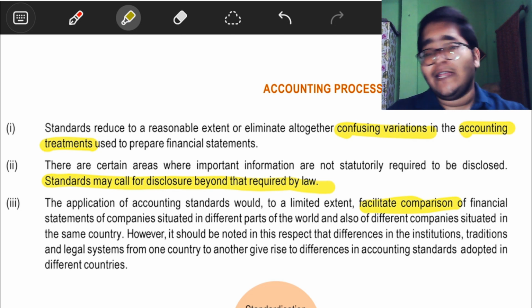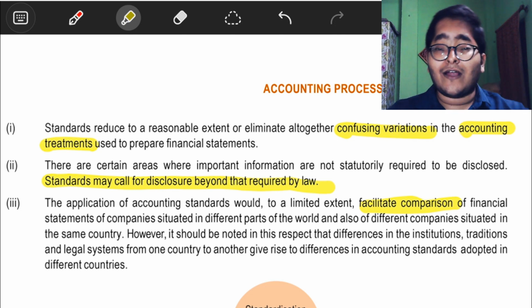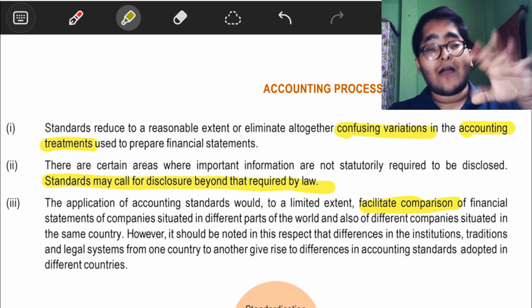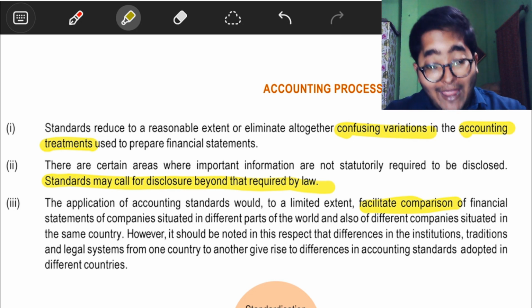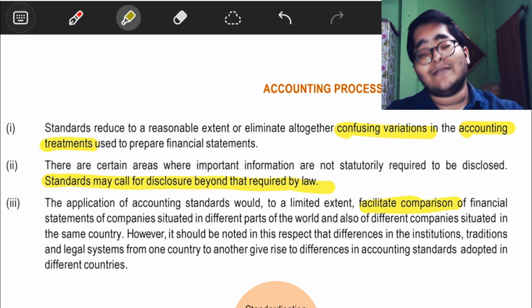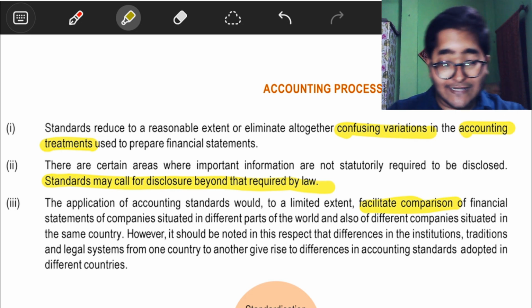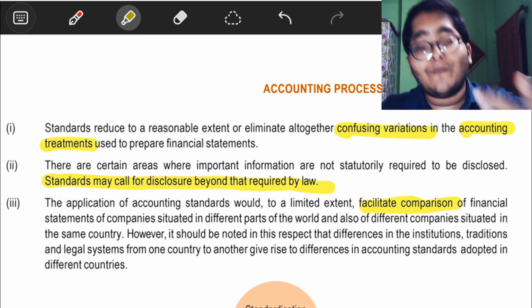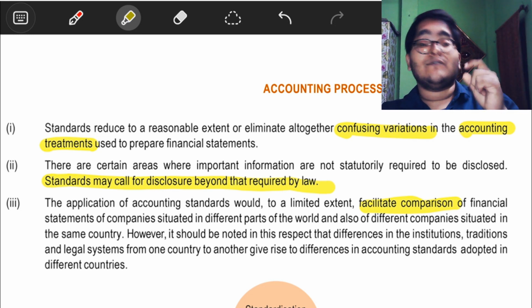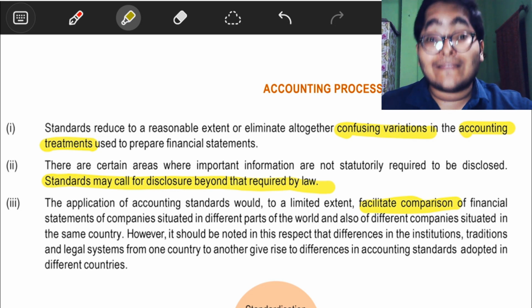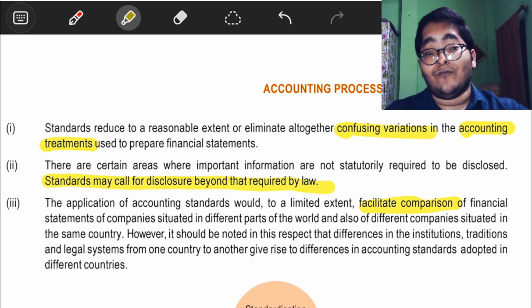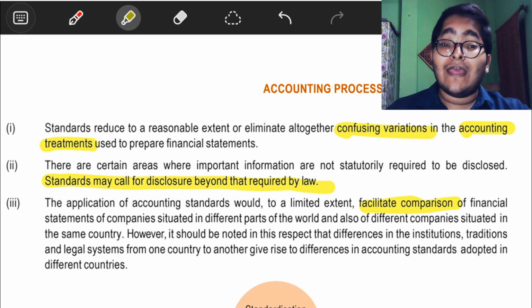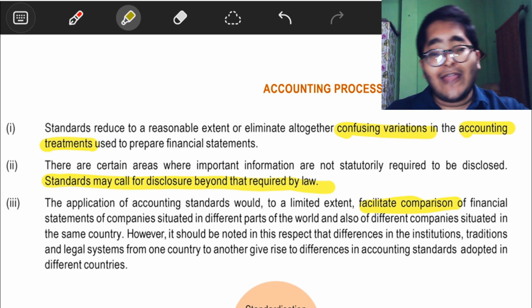So, अकाउंटिंग स्टैंडर्ड का 3 बेनिफिट क्या है? नंबर 1, कंफ्यूजिंग अकाउंटिंग पॉलिसीज को एलिमिनेट करना या फिर इंटर क्लैशिंग अकाउंटिंग कंसेप्ट्स को एलिमिनेट करना ताकि एक सिंप्लीफाइड अकाउंटिंग पॉलिसी, सिंप्लीफाइड अकाउंटिंग कंसेप्ट को स्टैंडर्डाइज किया जाए. सेकंड है, जहां पे लॉ कुछ डिस्क्लोजर के बारे में नहीं बोलता है, वहां पे अकाउंटिंग स्टैंडर्ड उस डिस्क्लोजर को मैंडेटरी कर देता है ताकि उस बिजनेस का ट्रू एंड फेयर व्यू बहुत अच्छे तरीके से दिखा सके. थर्ड है, कंपैरिजन को फैसिलिटेट या फिर एनहांस करने के लिए.